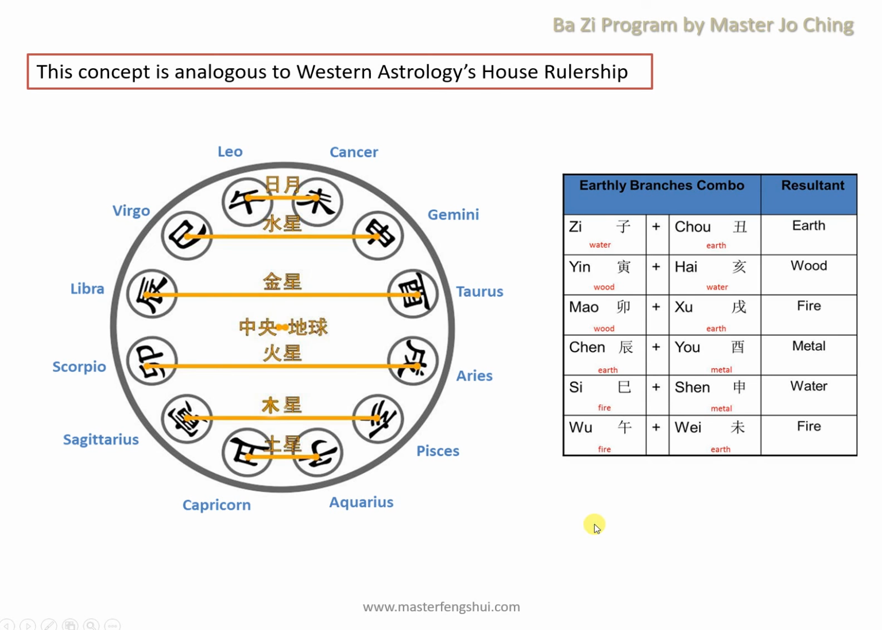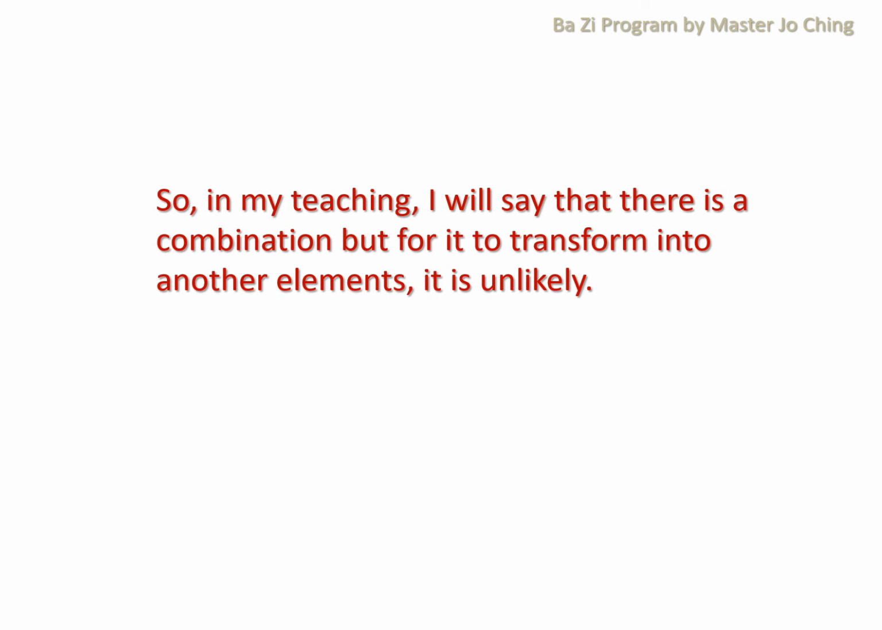So this is my school's teaching. You can disagree, it's up to you. In my teaching, I will say that there's a combination. Yes, the relationship is there, but for it to transform into another element, it is unlikely.